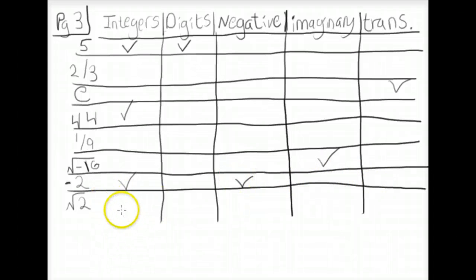The square root of 2 is a number that has a repeating decimal, so it's not an integer. It is not a digit. It's not a negative number, nor an imaginary number, or a transcendental number. It is, on the other hand, an irrational number, and of course it fits into the category of real and complex numbers.